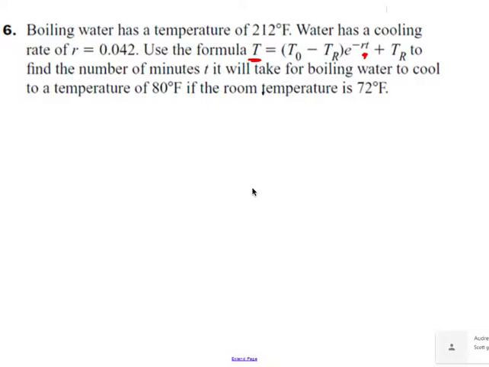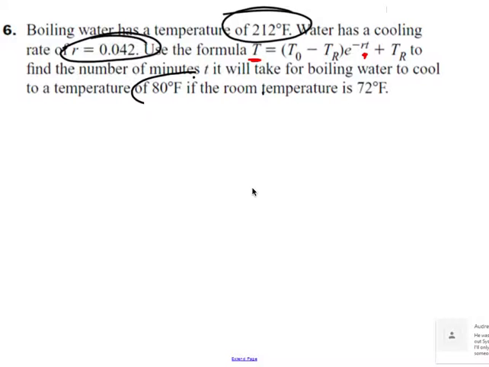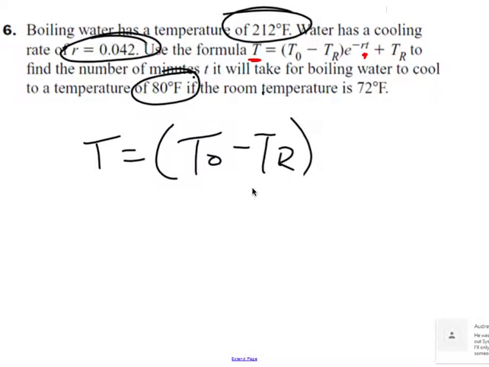So let's go ahead and fill in the formula first. We know the rate is 0.042 and the beginning temperature is 212. So we want it to be cooled down to a temperature of 80 degrees. So let's take our T equals T0 minus TR, e to the negative RT, plus TR.